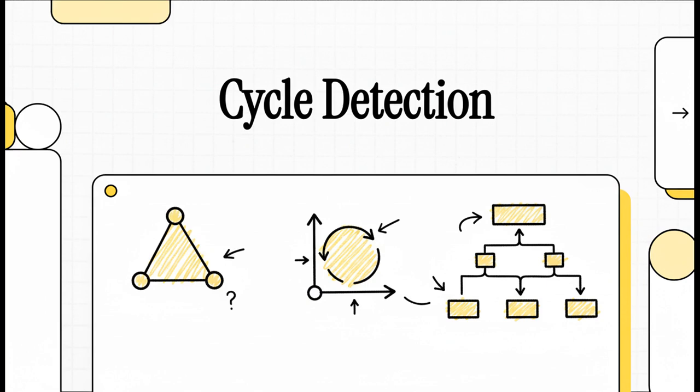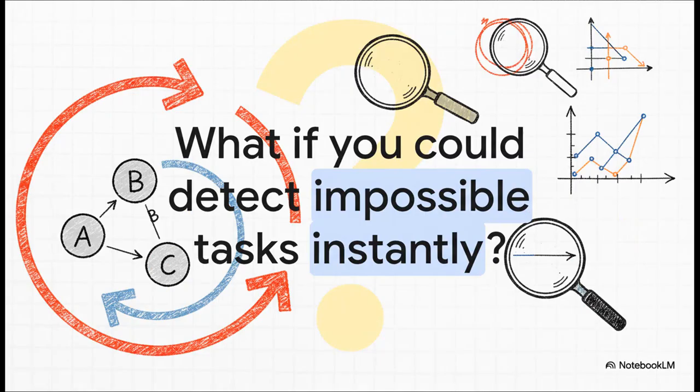Let's get into it. Okay, picture this. You're building out a project plan. Task C needs task B to be done, and B needs A. Super simple, right? But then, what if somewhere down the line, someone makes task A dependent on task C? And boom, you're stuck in an impossible loop. That loop is a cycle, and spotting them is exactly what we're going to nail down today.